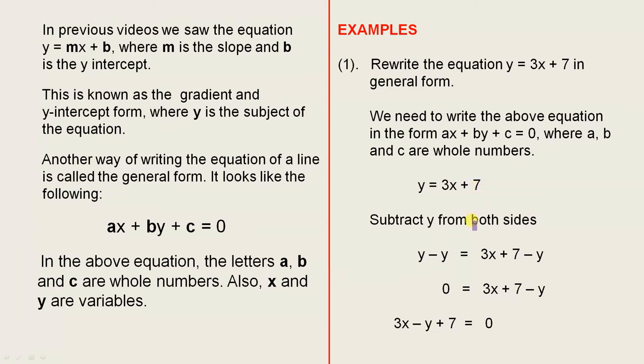If we subtract y from both sides, we get this line. Simplification gets us to this line. So all we do is swap these around, because if a equals b, then b equals a. So just swap those around and put the x first and the y second, and then the number there, because it looks exactly like that one there, see? So that is in general form. And here we have a equals 3, b equals minus 1, and c equals 7.